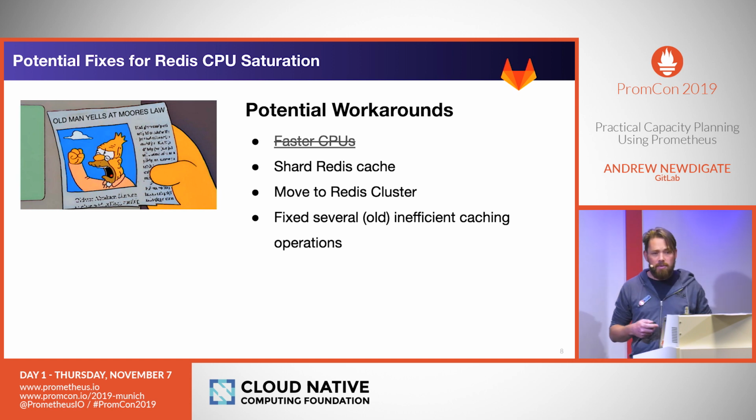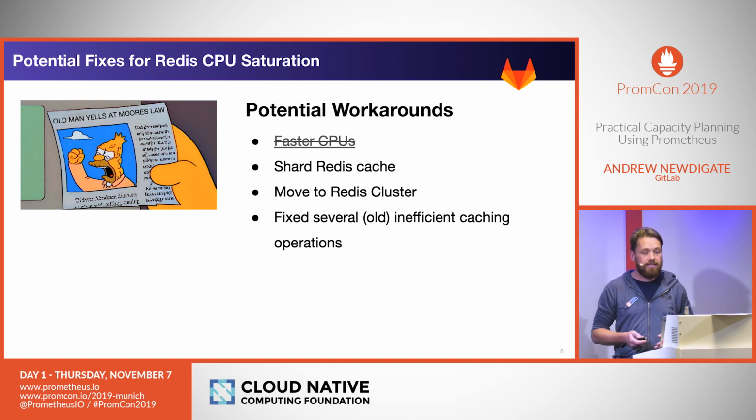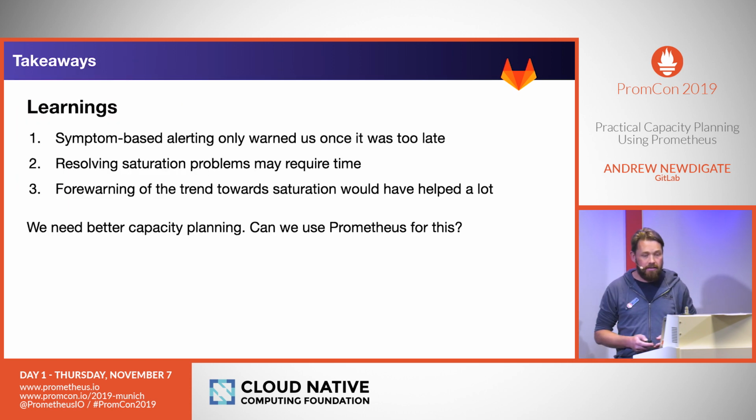So in the end, we managed to fix the problem by addressing several old inefficient caching endpoints and just reducing the load and getting us under the tipping point. And then we could address the problem through other fixes as well. We resolved the problem, but really what we wanted to do was to make sure that we avoided this kind of saturation issue in future. We didn't run into it again.